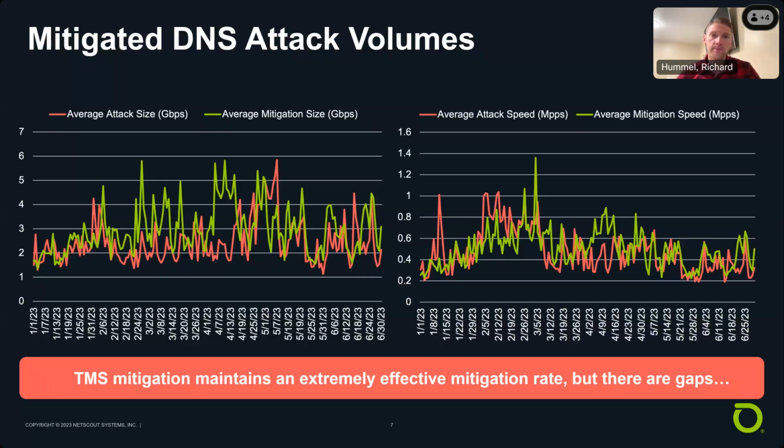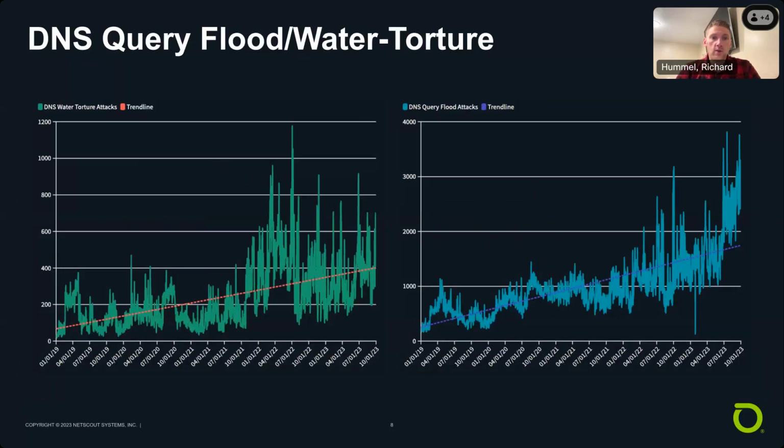Next slide. So now this is the problem, all right? This is going back to January of 2019. DNS query floods. On the next slide, you're going to see DNS amplification and destination traffic to TCP port 53. But look at these graphs. I mean, the trend is skyrocketing, and it's only growing worse and worse.